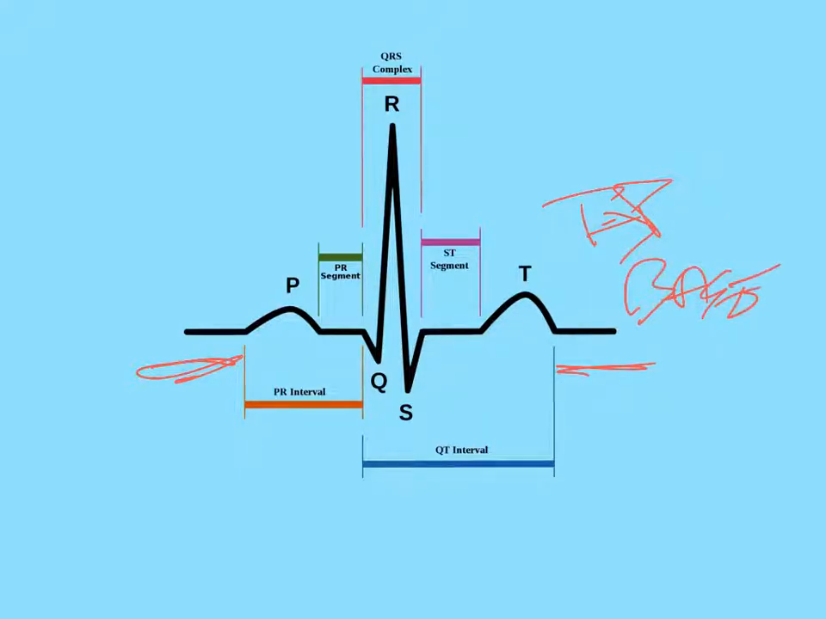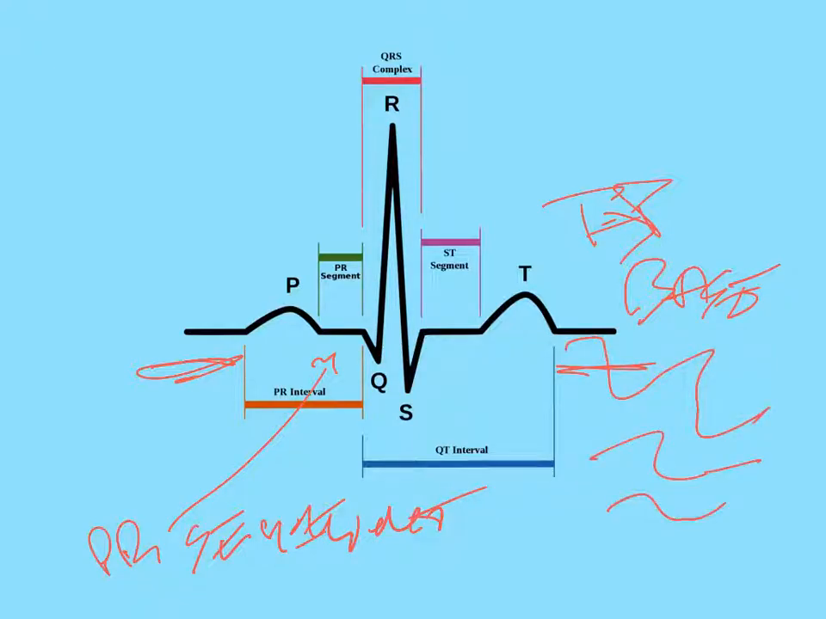The other aspect of the baseline, which some people prefer to use, is the PR segment right over here. The reason some people prefer the PR segment, not the PR interval, but this little PR segment, is that with the TP interval you'll sometimes get a wandering baseline, whereas this tends to be stable. But always look at the TP segment and always look at the PR segment.